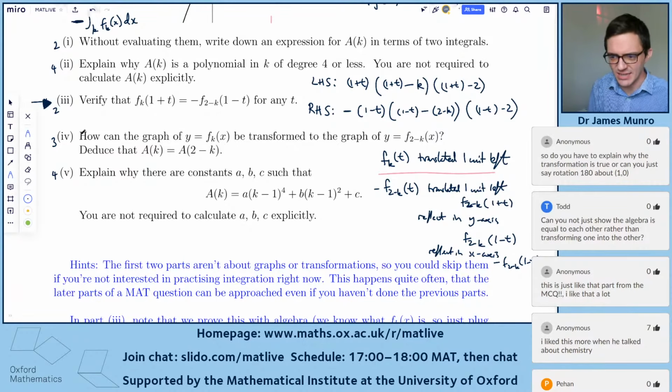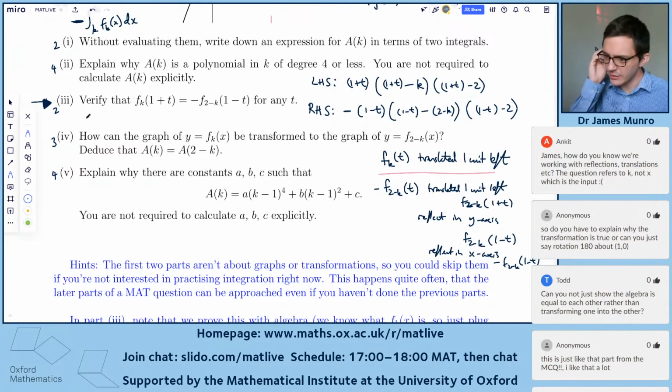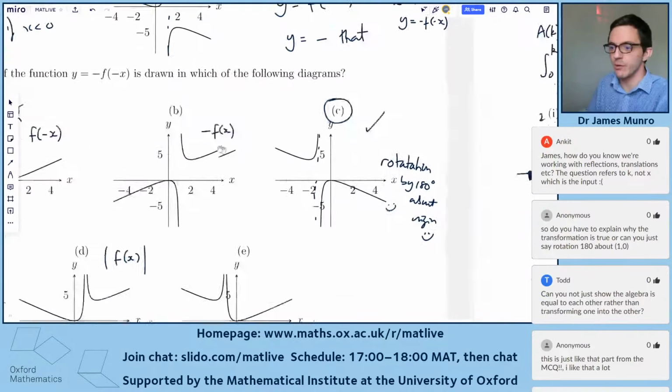It doesn't explicitly say explain in this part of the question here, but I would still explain it anyway. Good, okay. The question does refer to k, not x, which is the input. I suppose I'm looking at this and I'm thinking about these as transformations on the input. So I'm thinking about transforming in terms of x before I do the integrals. So these are sort of after the integrals and we've lost x because we integrated. I guess I'm thinking a little bit about transforming before I integrate.